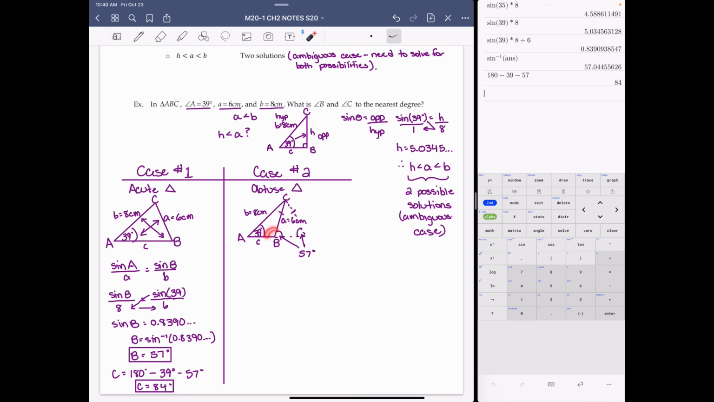Then, how do we find this angle here, which is B of the obtuse triangle? We know that a straight line is 180, so from here all the way along the bottom, that angle would, and we know that this portion is 57, so this portion would have to be 180 minus 57. B equals 180 degrees minus 57 degrees. 180 minus 57 is 123. So B equals 123 degrees.